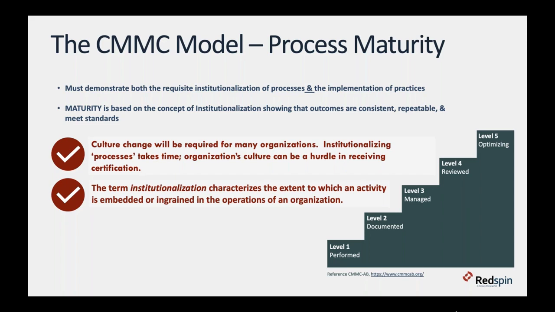Remember, this must be embedded or ingrained in the operations of an organization. So many of you may be running into that concept, that syndrome called, we've always done it this way before, so why do we have to change? And that can get your company into trouble, because to meet a level 3 or higher certification, you will have to clearly prove that you have institutionalized your processes throughout the organization.